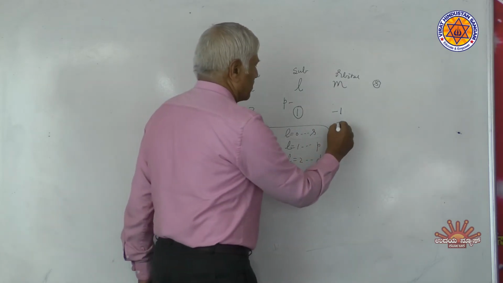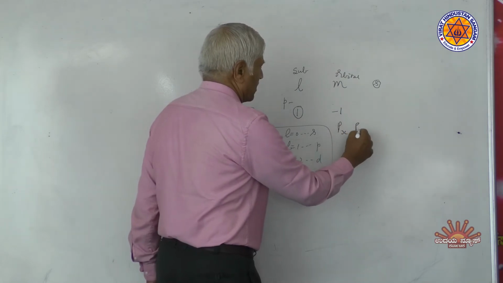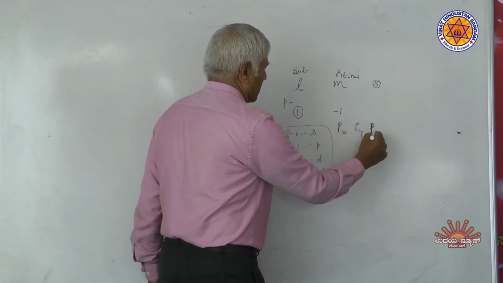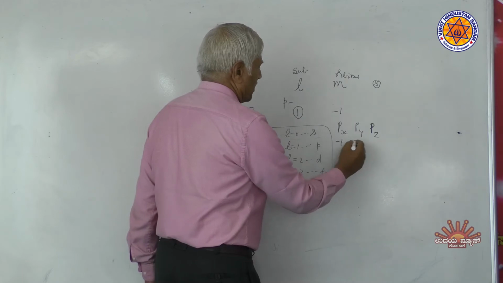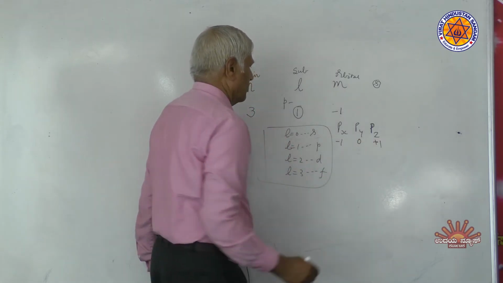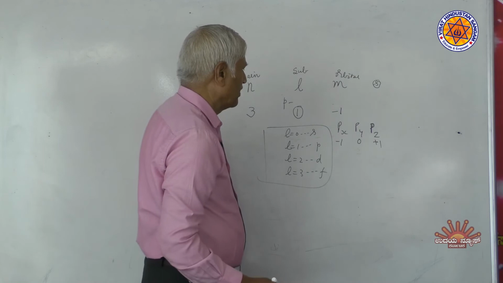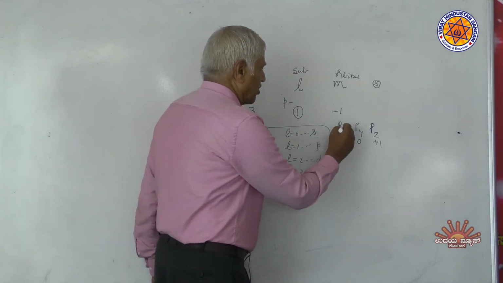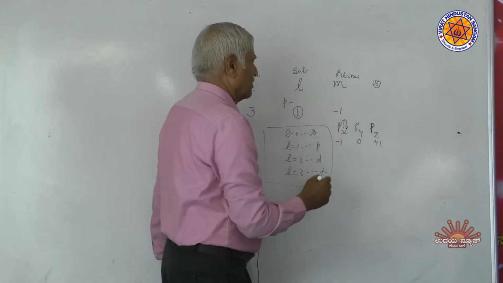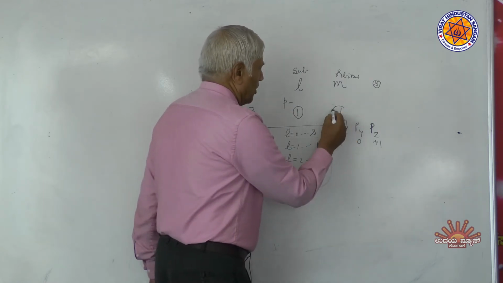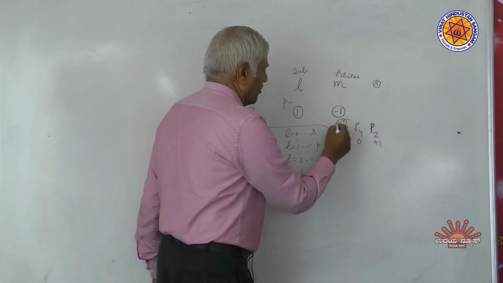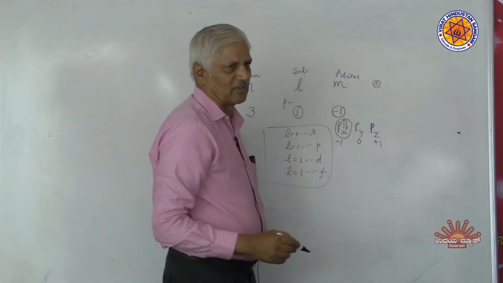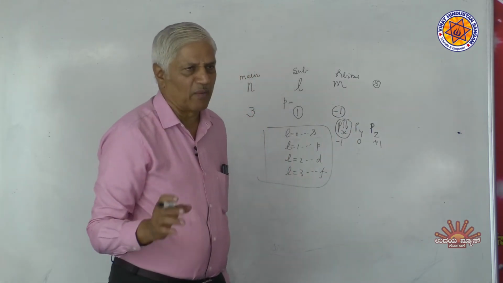P subshell has 3 orbitals, px, py, pz. This can be minus 1, 0, plus 1. When l is 1, m is minus 1, 0, plus 1. Each orbital can accommodate 2 electrons. Is it? So, with minus 1, there can be only 2 electrons.